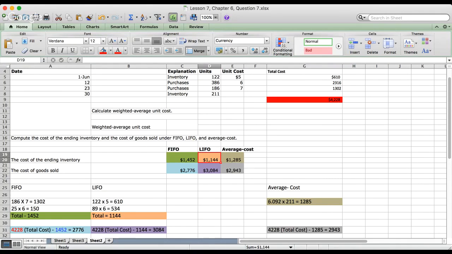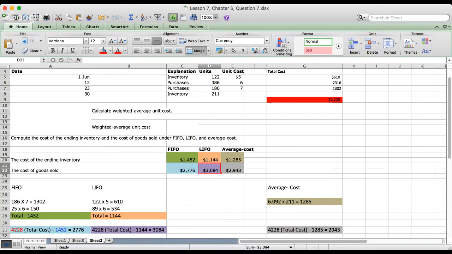And just as in the FIFO, we will take the total cost, $4,228, and subtract the cost of ending inventory, which is $1,144, and that gives us $3,084. So for the LIFO, the cost of goods sold is $3,084.